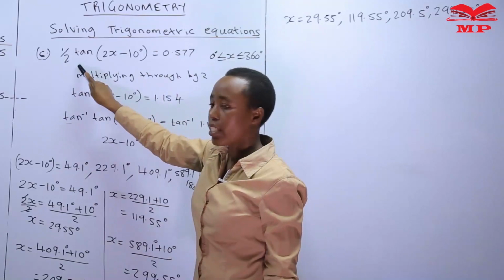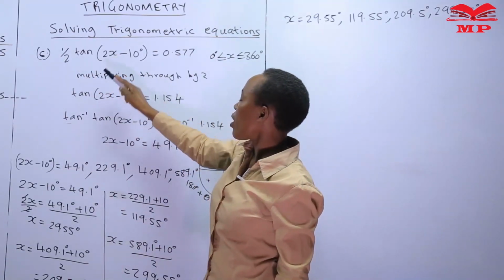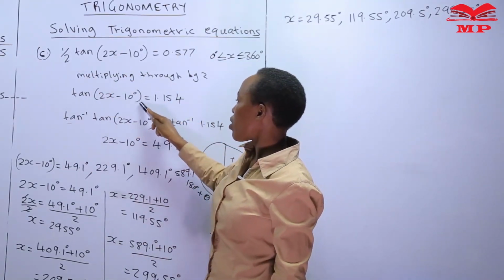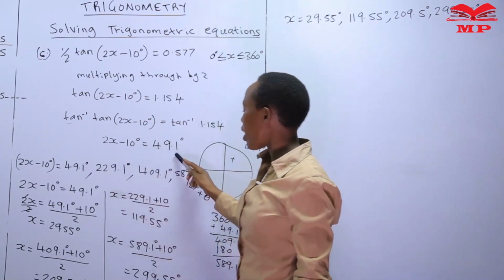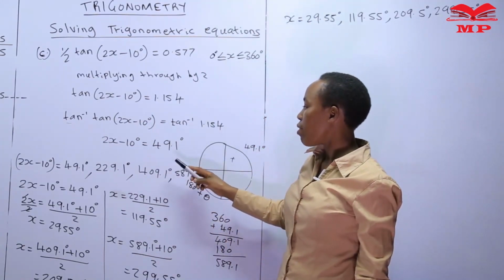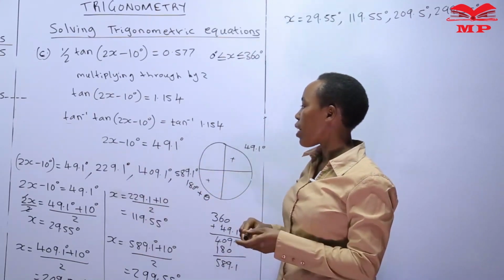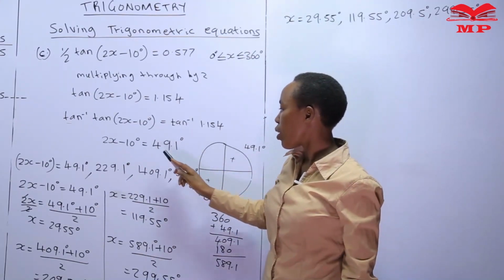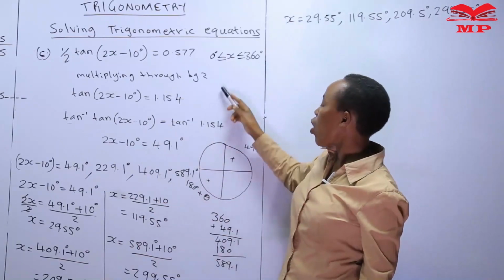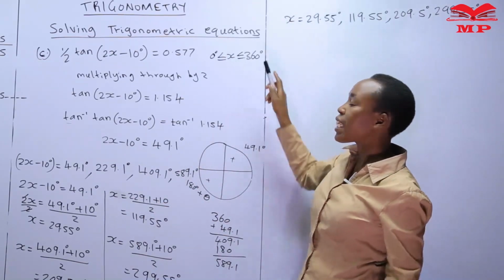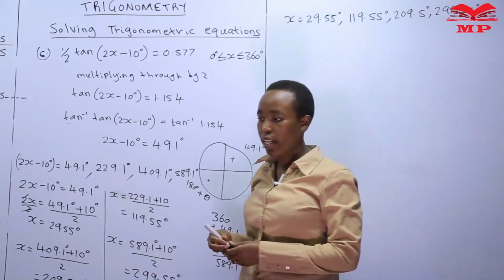After solving this, remember when we have this 2x minus 10, you get the acute angle, you solve it, then you get the value of x using this: 2x minus 10 is equal to this, and you get the value of x. You get all the values of x within the range that is given.